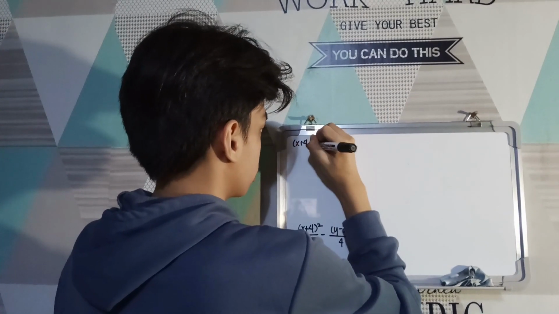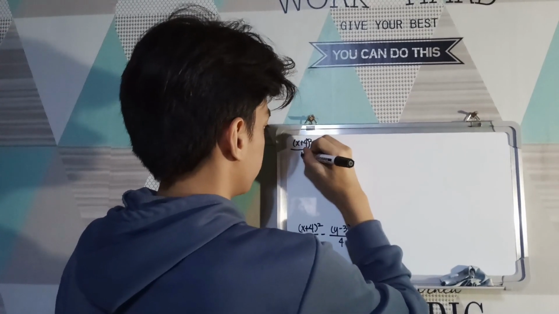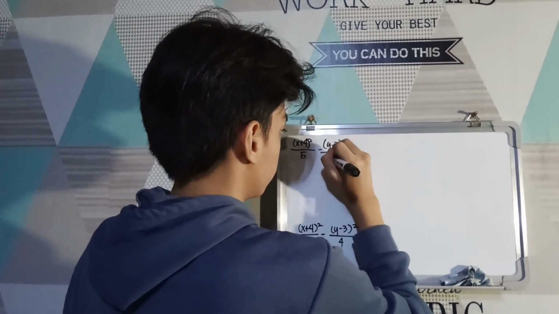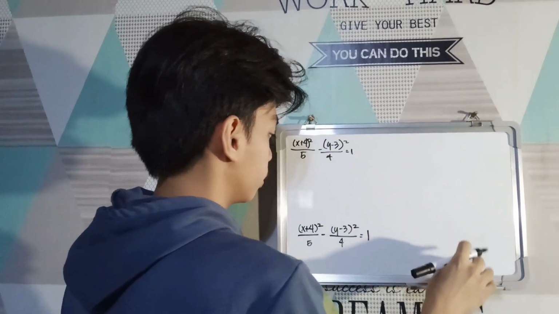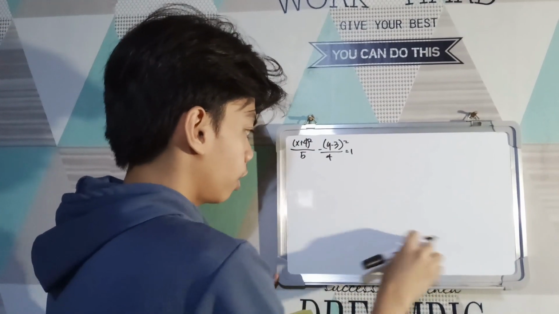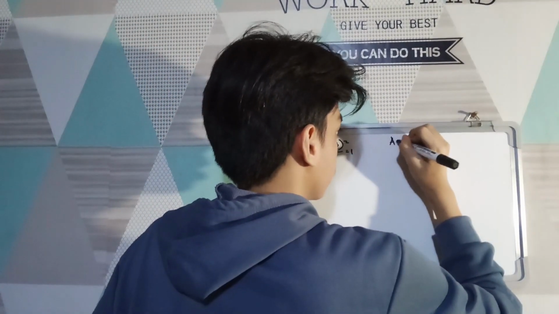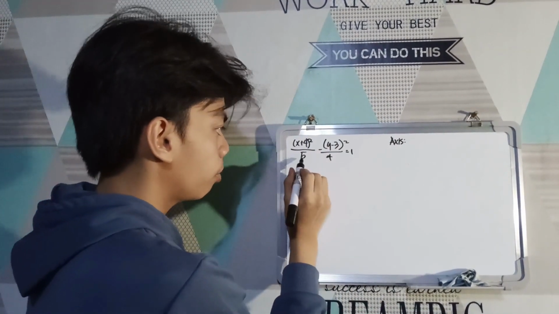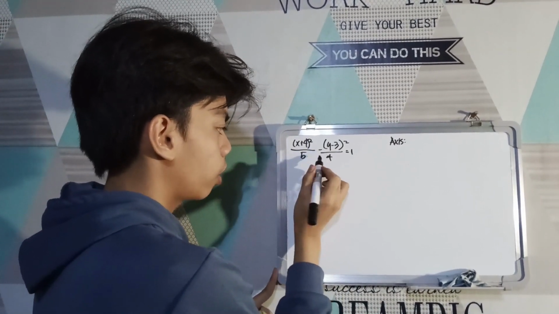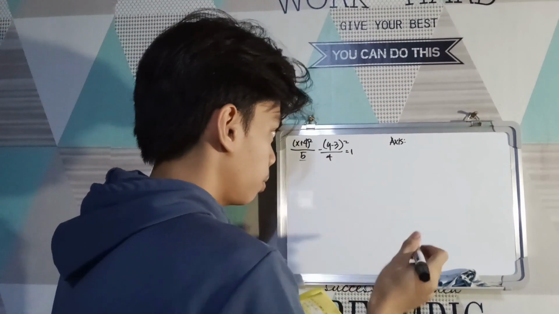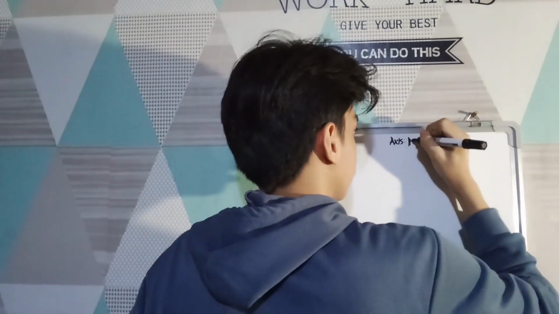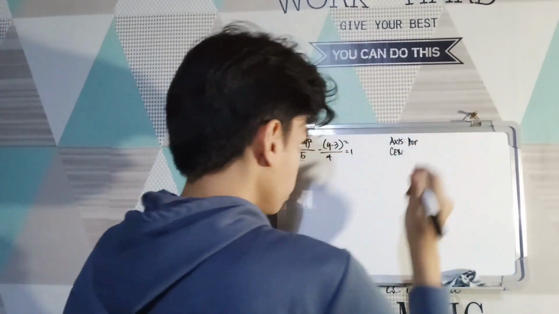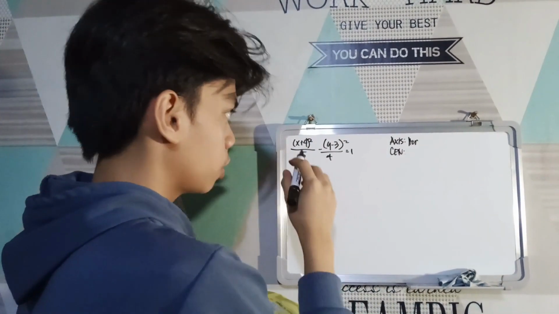(x + 4)² over 5 minus (y − 3)² over 4 equals 1. Let's identify first the axis. Mas mataas yung denominator ni x coordinate kaysa sa y coordinate, so ibig sabihin yan, horizontal ang axis natin. Next is center. Hanapin natin si h and si k.